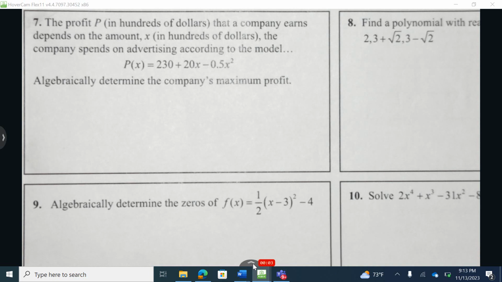The profit P in hundreds of dollars that a company earns depends on the amount of X dollars the company spends on advertising according to the following model. Algebraically, that means without the use of a graphing calculator, determine the company's maximum profit.